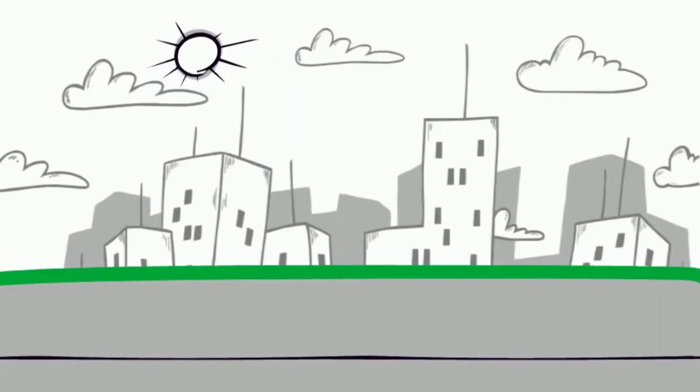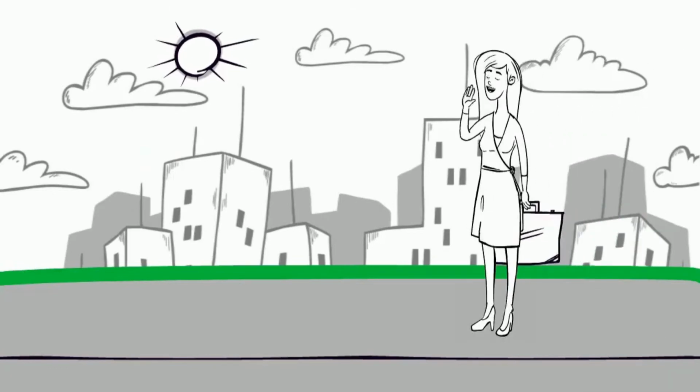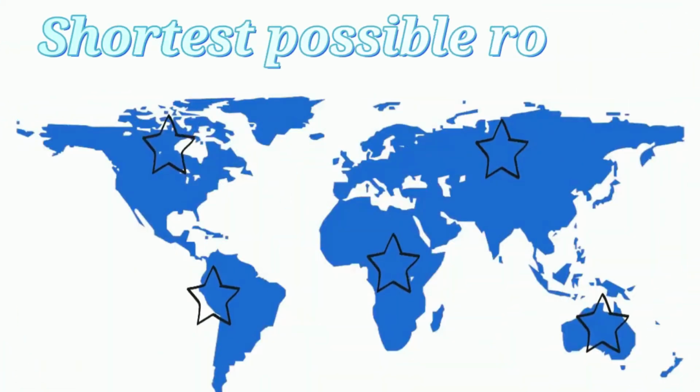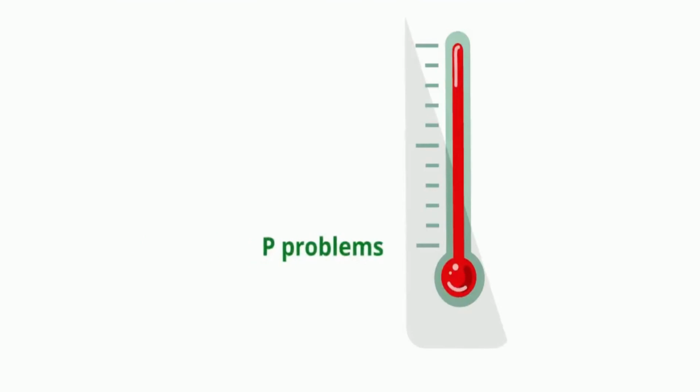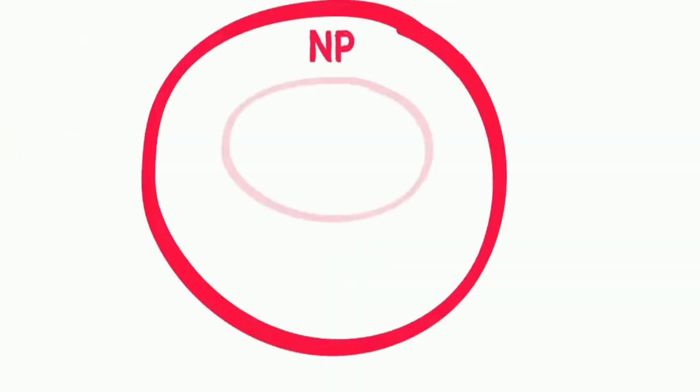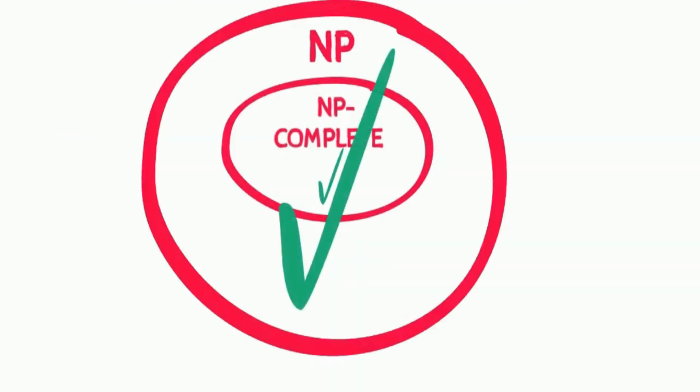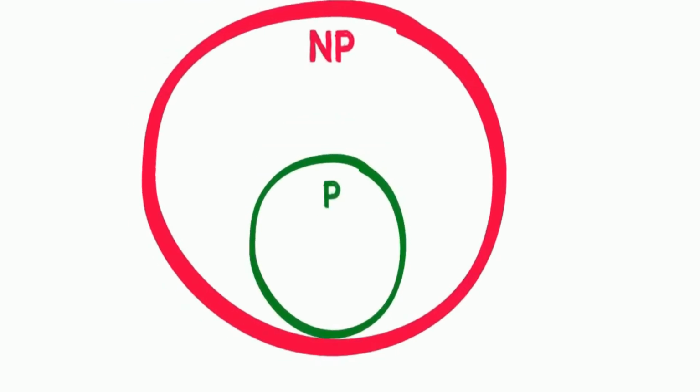An example of an NP complete problem is the traveling salesman problem, which is the challenge of finding the shortest yet most efficient route for a person to take given a list of specific destinations. NP complete problems are known to be the hardest problems in NP, which means that if we solve one of them, we can solve all problems in NP. This means that NP problems would be P problems.